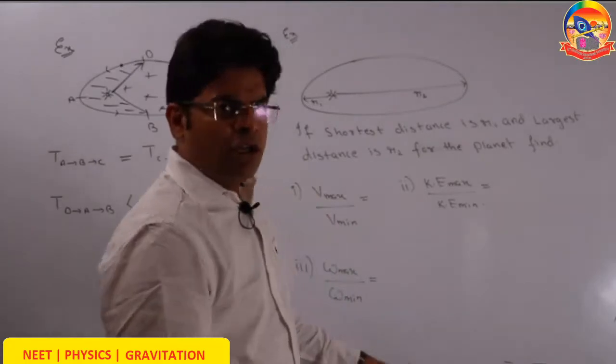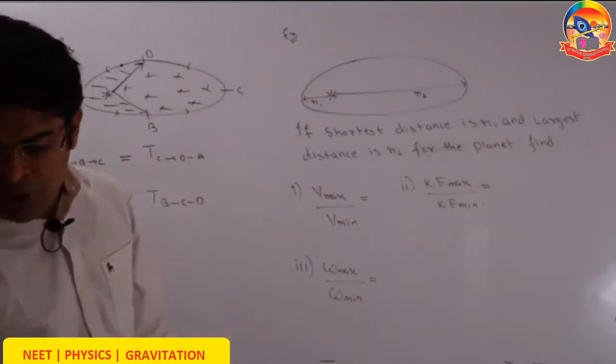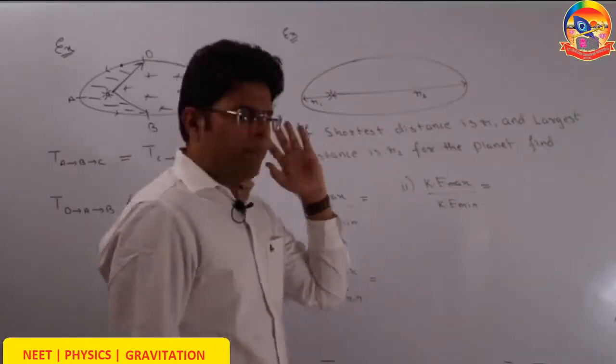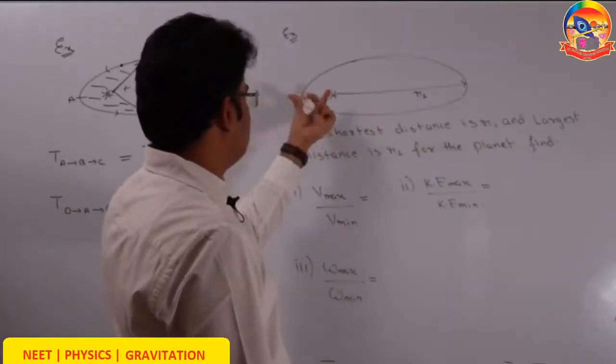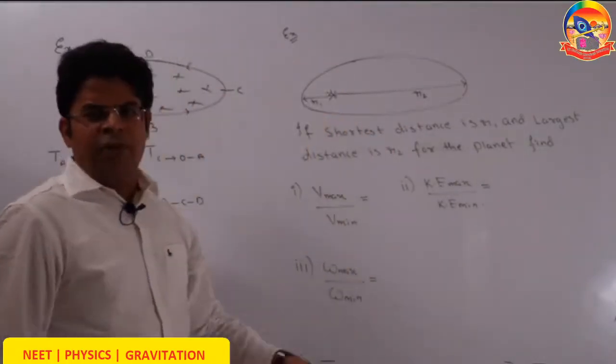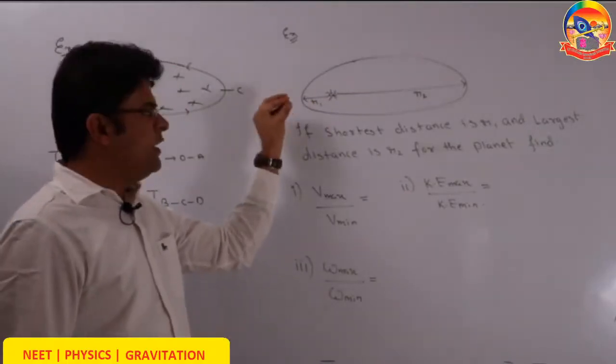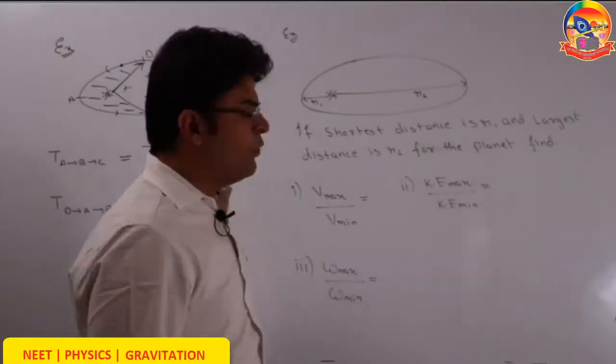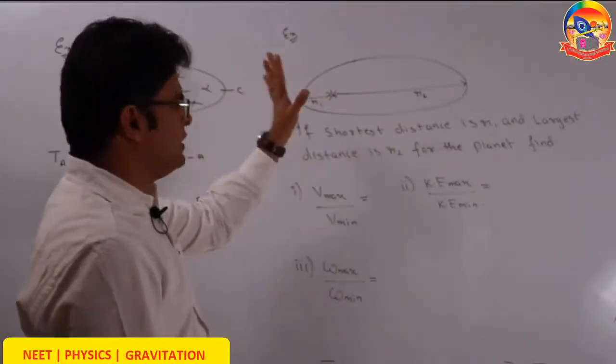So now, the next question is also based on Kepler's second law. This is the elliptical orbit of a planet, and this is the Sun. The closest distance of the planet from the Sun is R1. When the planet is at perihelion, the distance is R1. When the planet is at aphelion, the distance is R2. So maximum distance is R2, minimum distance is R1.